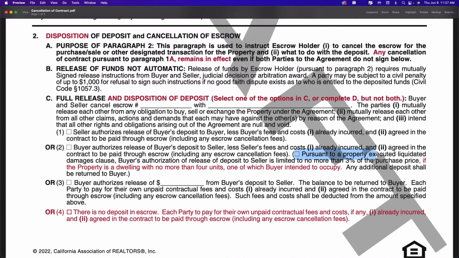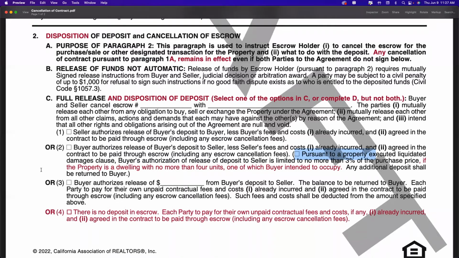But we signed a liquidated damages clause. We initialed it, and so did the seller, which means that my loss of my deposit, liquidated damages, is limited to 3% of the purchase price. 3% of $500,000 is $15,000. That means the most I could lose from the money that was deposited in escrow is $15,000. Anything over that $15,000 has to be released to me.